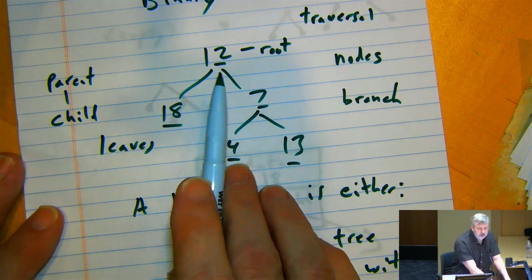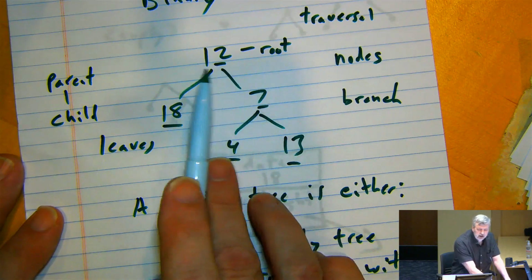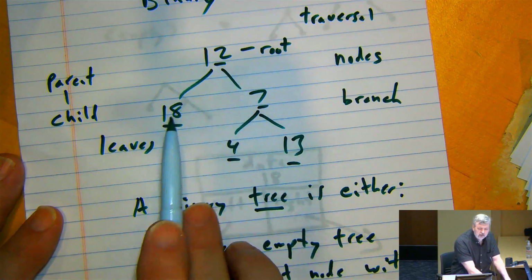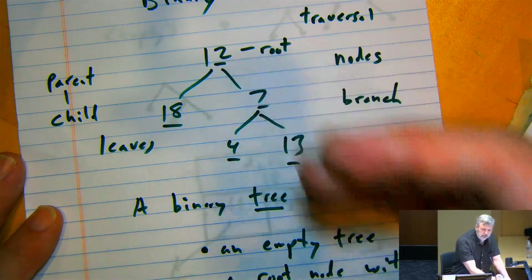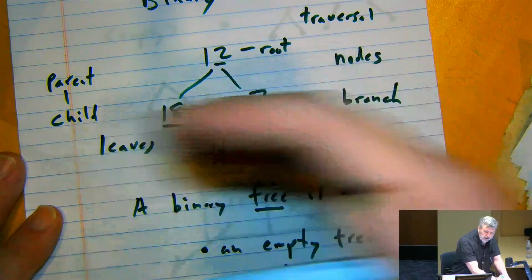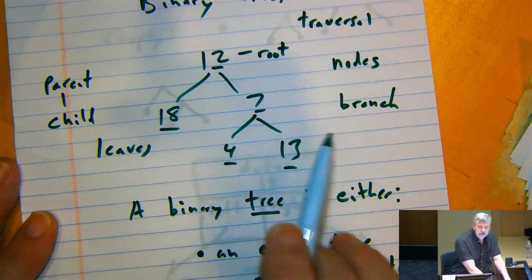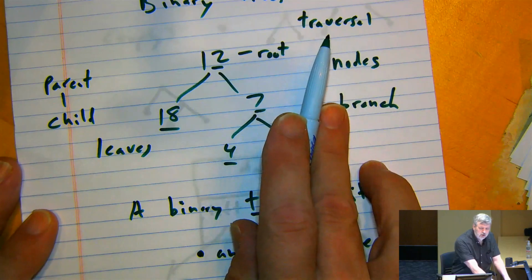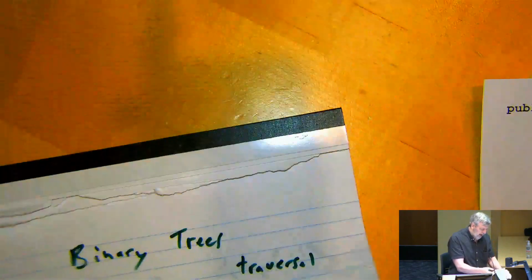And I don't know, some people have a kind of a prejudice that we might go layer by layer, like, do the 12 and then do the 18 and the 7 and then do the 4 and the 13, level by level by level. I mean, that's one thing you could do. There's all sorts of possibilities that you could do for a traversal. Well, let me tell you what we have in mind that we want you to know.